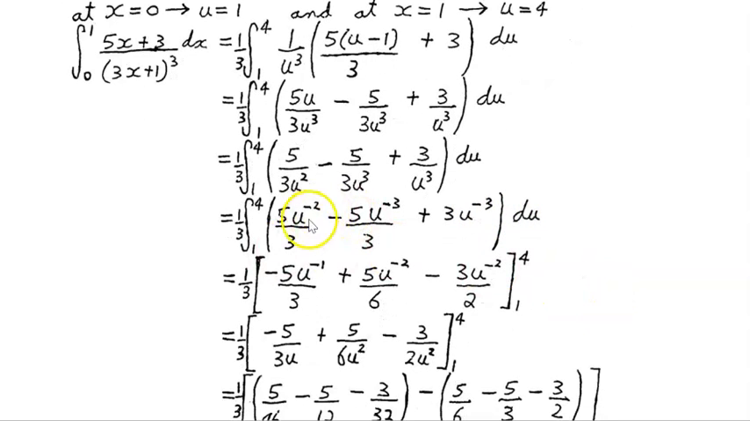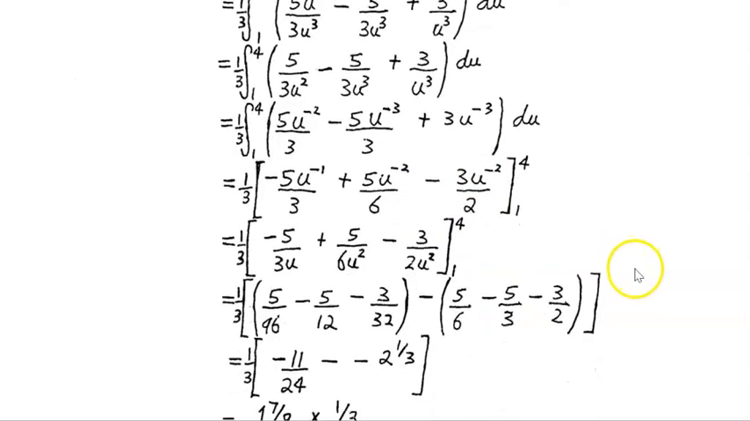When we do that, we increase the powers by 1. So what we have here is u to the minus 1, divided by minus 1, so that makes this term negative. Then u to the minus 2 divided by minus 2, so the negative and negative becomes positive, and 2 3s are 6. And then u to the minus 2 divided by minus 2, which makes this term negative as well. Now we need to evaluate between the terminals.